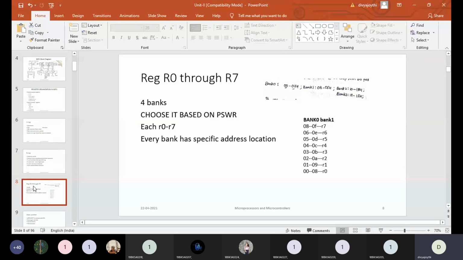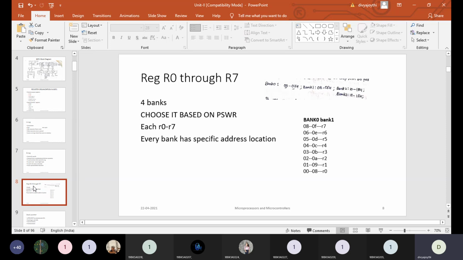And next is nothing but the registers from R0 through R7. See here, 8051 has 4 register banks. Apart from these, I'm talking about R0 through R7. All these 4 banks have the registers from R0 to R7. That means R0, R1, R2, R3, like that, up to R7.